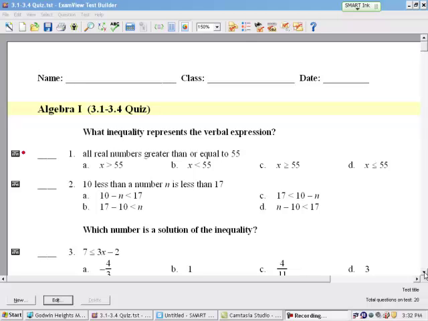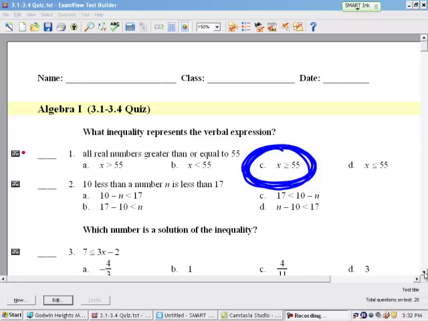Number 1, all real numbers greater than or equal to 55. It says, what inequality represents the verbal expression? First of all, greater than or equal to is where you have the arrow pointing to the right and you have an underline underneath. So I'm just going to circle it right here. Kind of see my cursor. The answer is C, x is greater than or equal to 55.